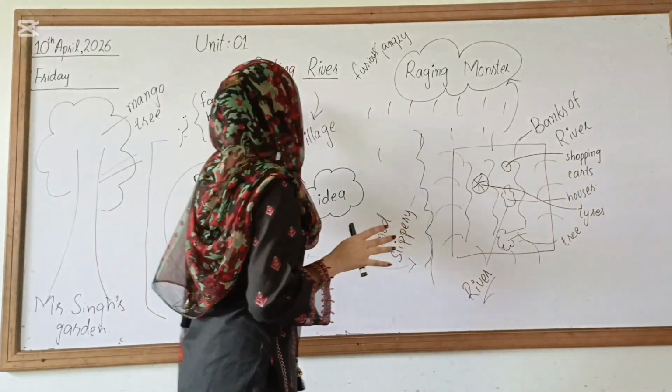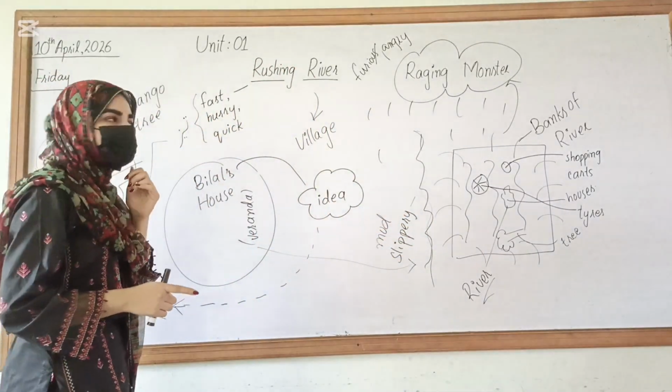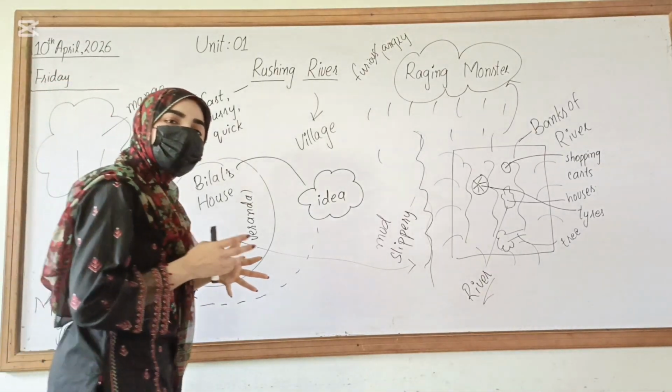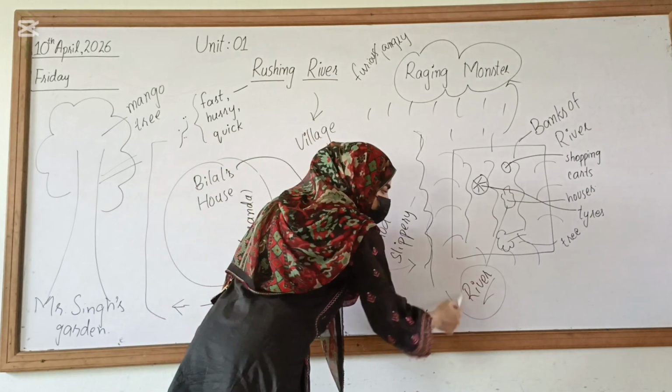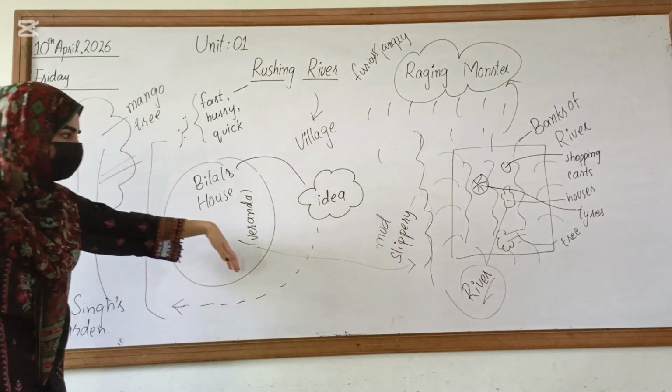They both rushed. See, we have done the meaning of the rushing, and rushing means moving very fast, moving very quickly. So they both rushed from their house, and they are rushing towards what? They are rushing towards river. So बिलाल यहाँ पे बैठा हुआ, ठीक है। बिलाल ने देखा कि उसके पेरेंट्स भागते हुए कहाँ जा रहे हैं, रिवर के पास जा रहे हैं.